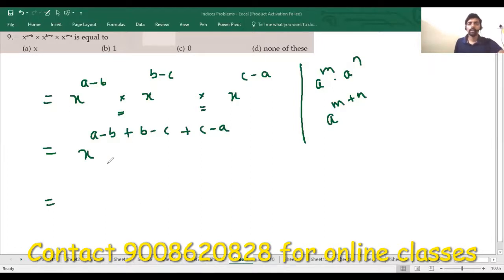Add all the exponents, guys. So plus a minus a will get cancelled, plus b minus b will get cancelled, plus c minus c will get cancelled. So we will get x to the power 0. Correct? Now, what is the value of anything to the power 0? 1. Anything to the power 0 is 1.